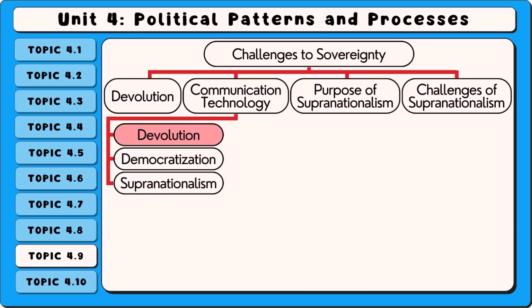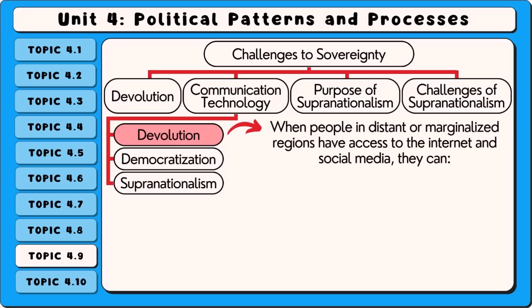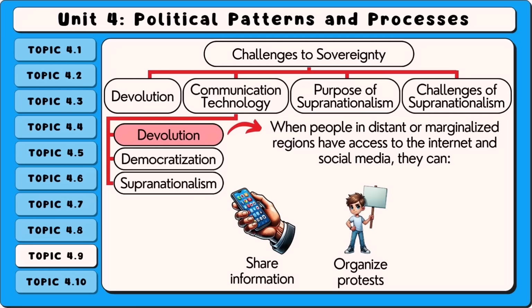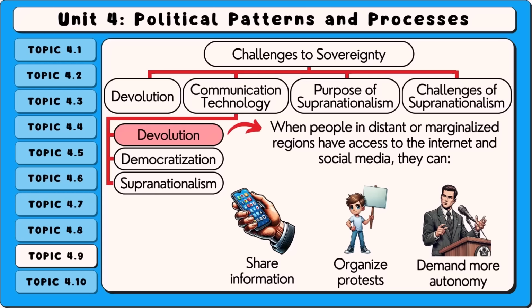The first impact of communication technologies is potential devolution. When people in distant or marginalized regions have access to the internet and social media, they can share information, organize protests, and demand more autonomy. So, communication technologies can help marginalized groups to bring about the devolution of states, and therefore threaten state sovereignty.